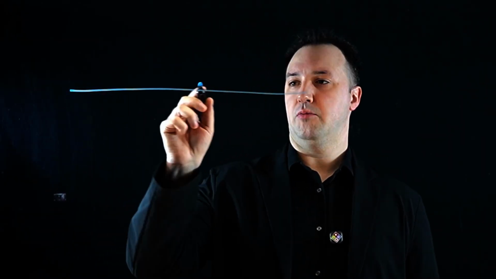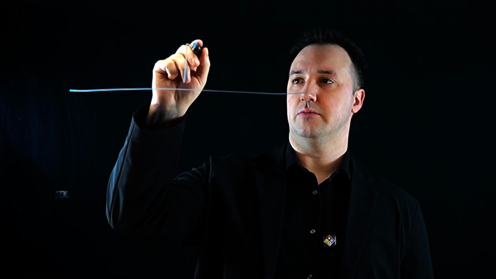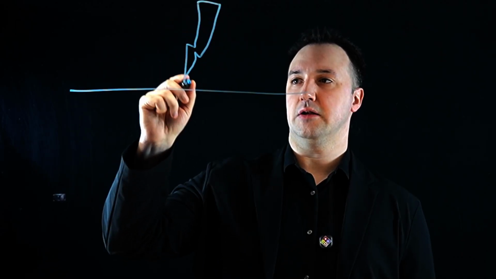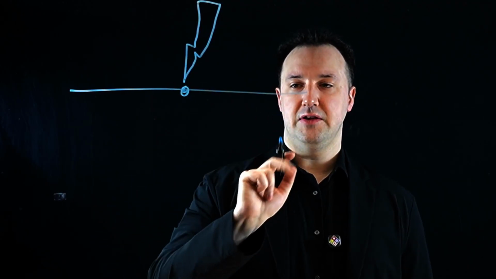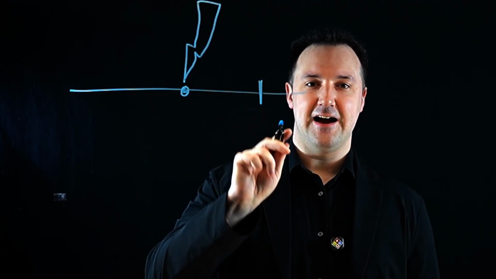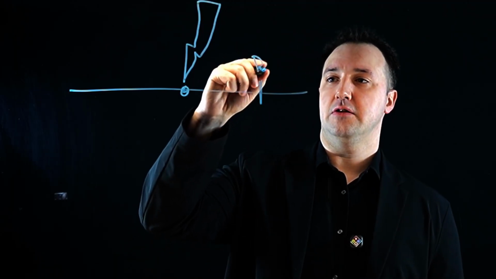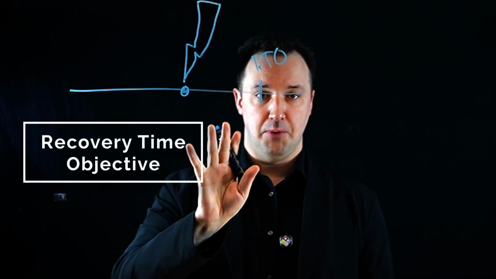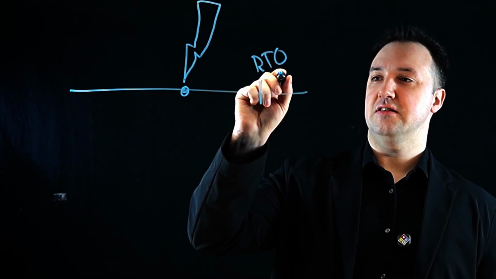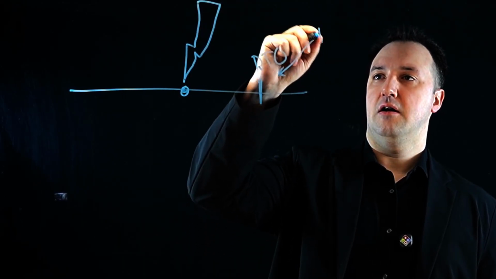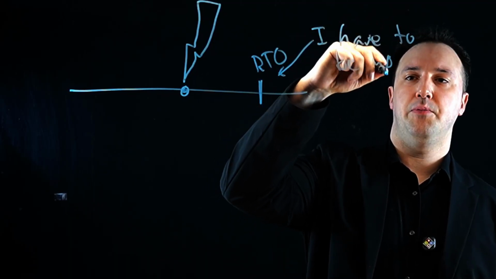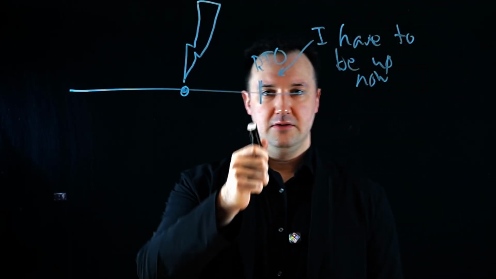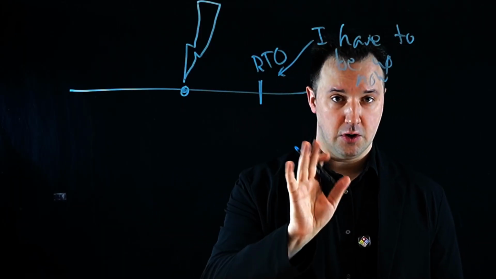So you can think about this on sort of like a timeline. We have a timeline. We have some sort of impact, so we can draw some sort of lightning bolt here. There's a lightning bolt, there's an impact at a point. And then some point ahead of the impact, there's going to be a point in time. The jargon term for this is the RTO, the recovery time objective. But the point is that this is the I have to be up now point. This is the point in time I have to be up at. You're going to determine what that is.